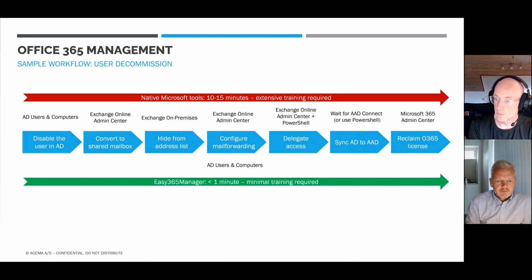You'll need to start up PowerShell and run commands there. And then you'll need to log into the Office 365 Admin Center to manage and reclaim the licenses. And all of that stuff, you can simply do it from Easy365Manager directly from user properties without having to switch around. Oh, that sounds nice. So if you don't take my word for it, please show that to me.